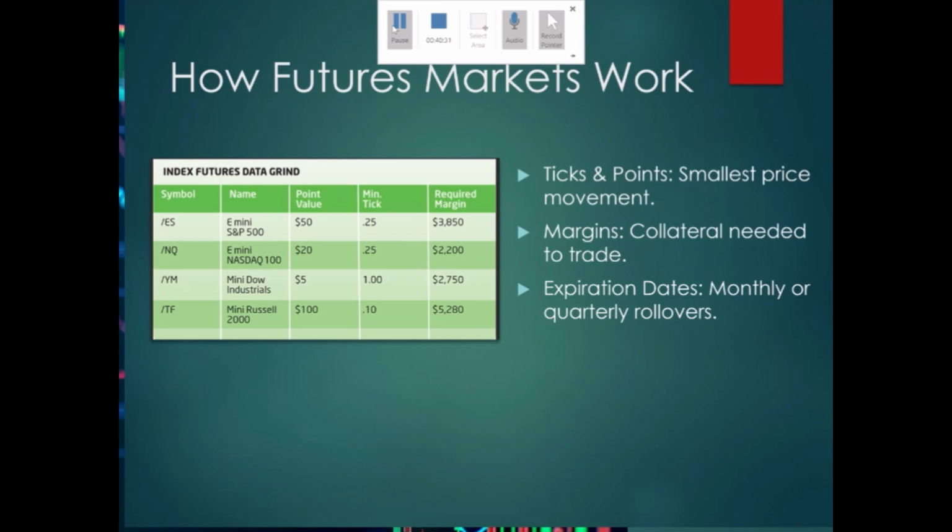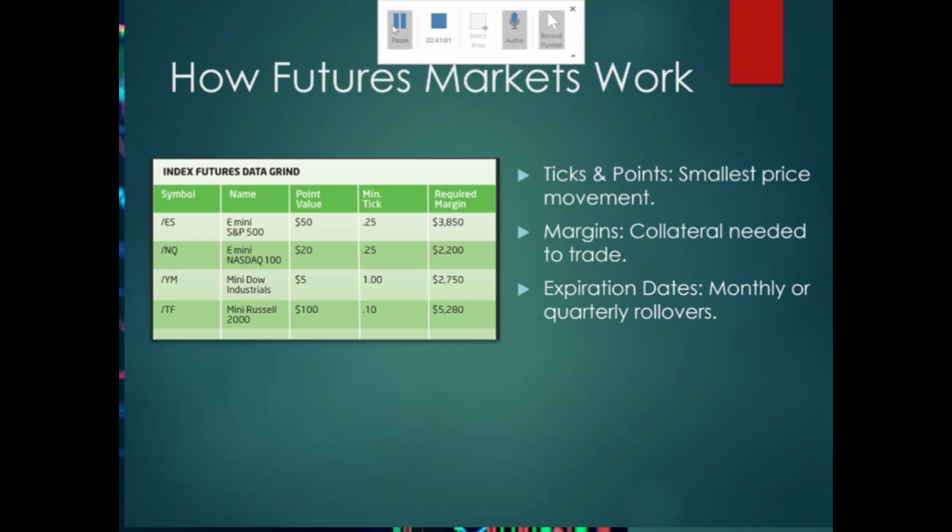So let's look at the big picture. What are you really managing? When trading futures, you're juggling three things: price movement, margin, and time. Price movement is how many ticks or points the market has moved. Margin: do you have enough capital to open and hold your position? And time: when does your contract expire? At first, all of these numbers might seem intimidating, but once you practice reading them, they become second nature.